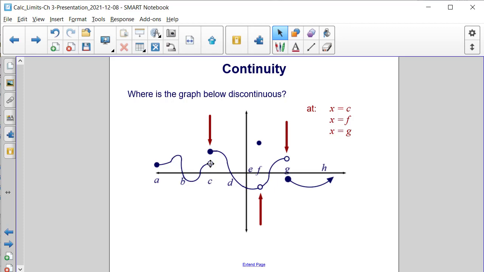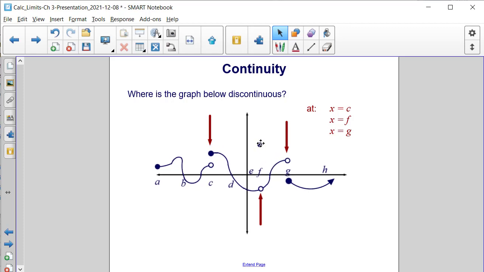It's discontinuous where we have this jump at x equals c, where we have this open hole where the curve is located and a solid point above it at the x value of f. And then we also have a jump in the graph at x equals g.